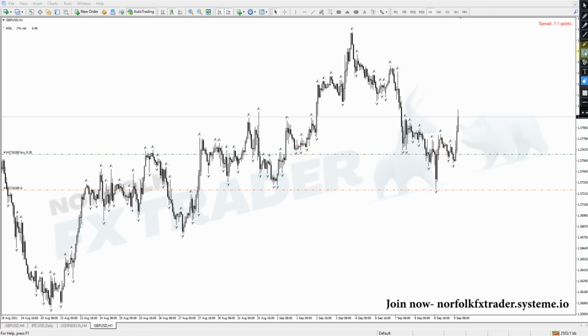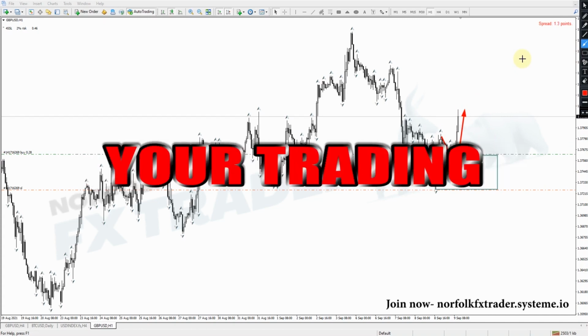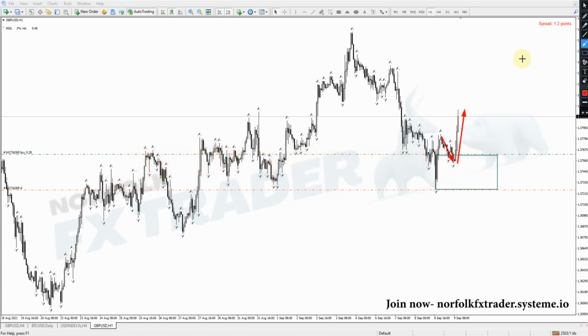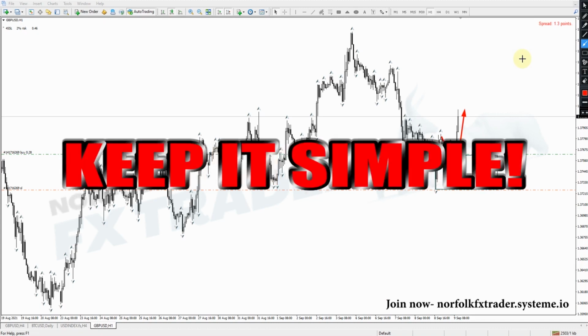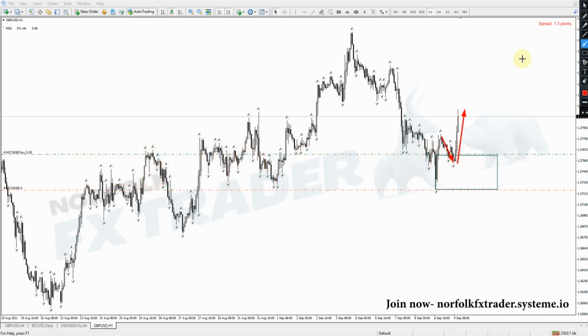So right here, once we see the break of this previous high, we leave behind this area of demand. You can see the market pulls back into that demand zone and we rally away. It's as simple as that. Do not overcomplicate your trading. There's no need to overcomplicate your trading. Keep it simple and it will become profitable.